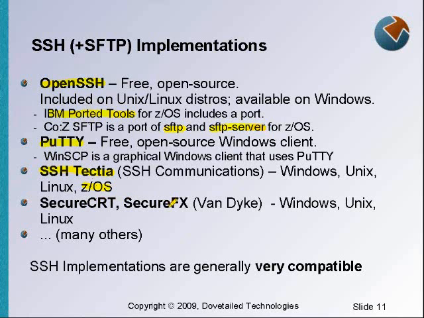Another I'll mention is from VanDyke. They have some popular products that are more popular on Windows. They're server products on Windows. I'll mention you can also run OpenSSH on Windows, but they have commercial versions for Windows that some people use. And there's a lot of other ones. If you use routers or switches or something, a lot of times they'll include embedded SSH implementations inside.